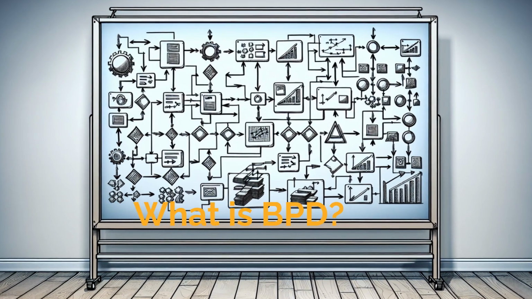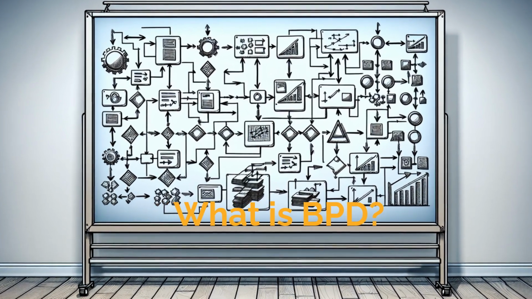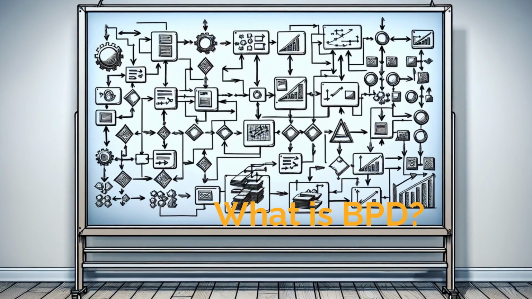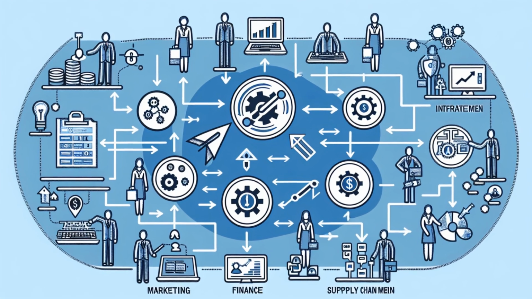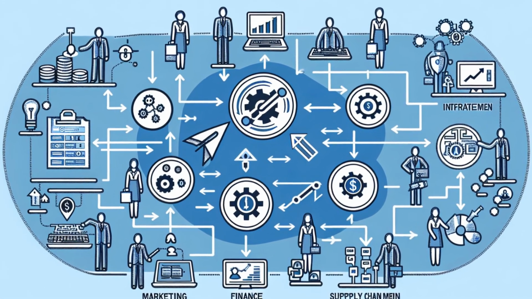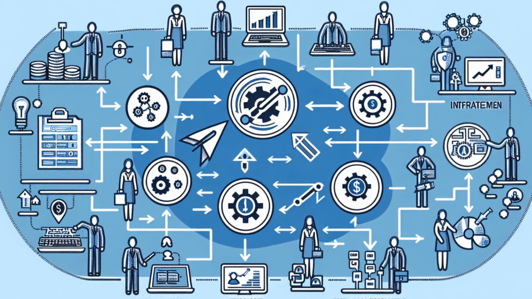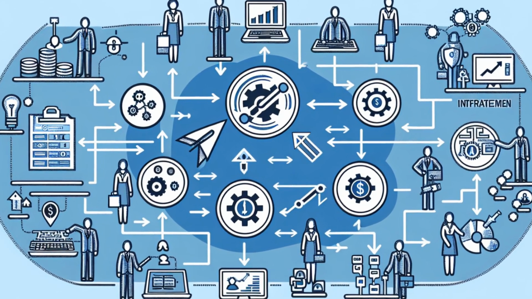Business process design is the act of creating a structured plan for the various activities and tasks that make up a business process. It involves defining the sequence of steps, the roles involved, and the resources required to achieve a specific business goal.